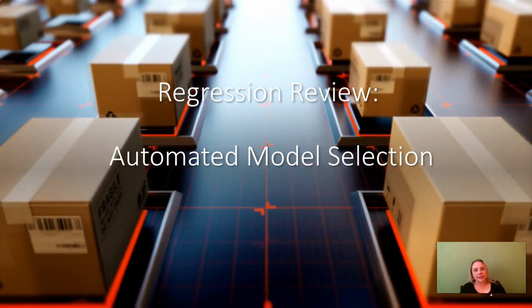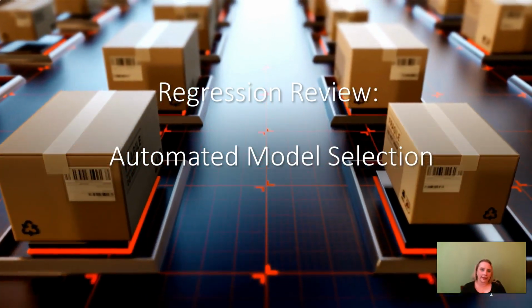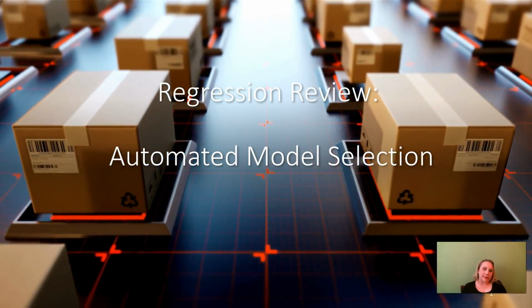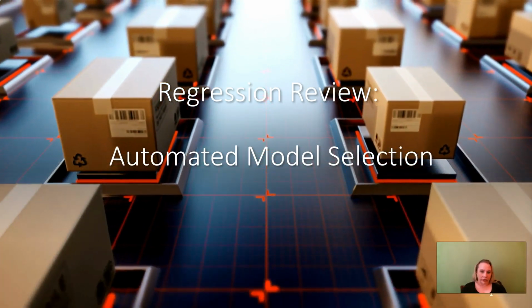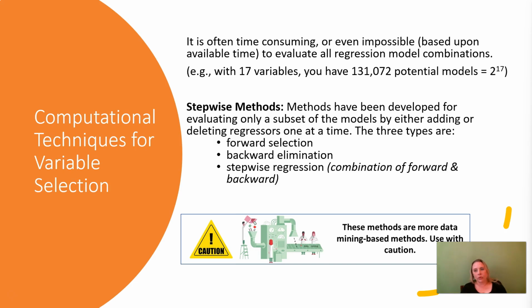So now let's go into the discussion about automated model selection. In regression, sometimes if you have a whole lot of predictor variables, you just don't have the time to manually figure out what the different combinations of those variables are to be able to get the best fit. And so sometimes you can use one of three different kinds of stepwise approaches.